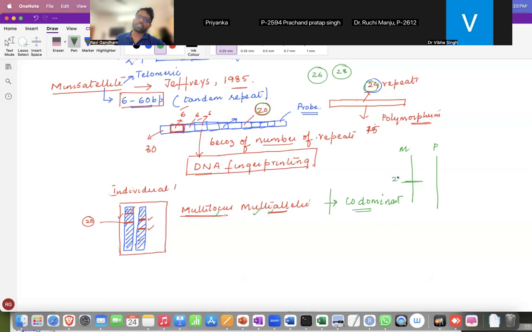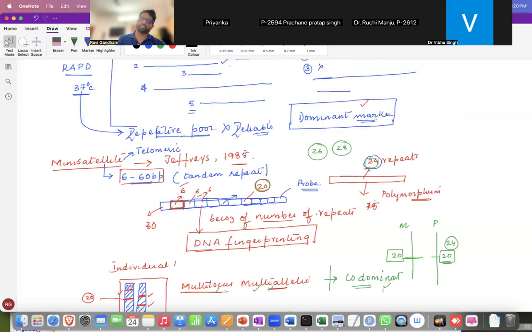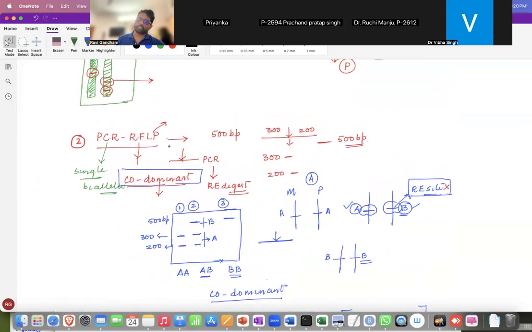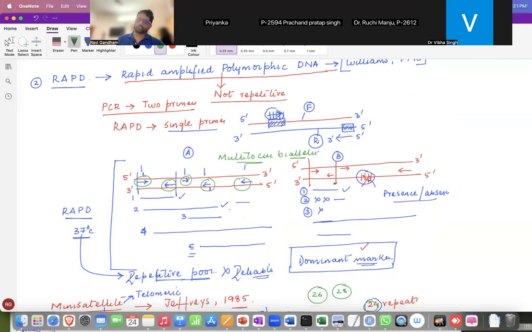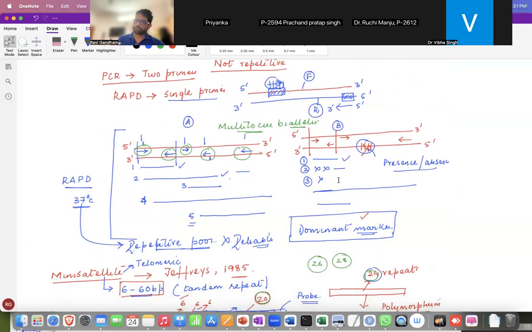If there are 20 and 20 repeats on both the sides, it's very easy for us to identify it and mark that you have got this difference. Whereas, if you have 20 here and 24 here, then you can still identify the bands and say both the bands are present, so it's codominant. So mini satellite is a codominant marker, multi-locus, multi-allelic. Whereas here, this is a codominant single locus biallelic. This is a dominant marker, multi-locus biallelic. That's what you have to understand.